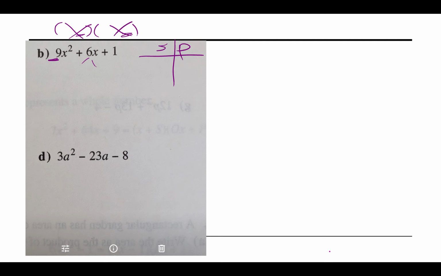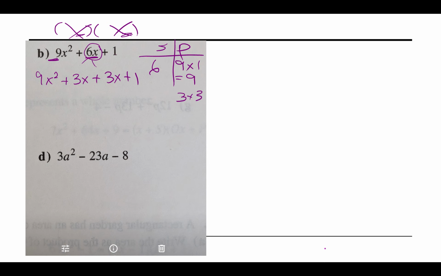So you want to still add to your middle term, so that's not changing, but now for the product, you want your first term, so 9, multiplied by your last term, so 1. So now we're thinking two numbers that will add to 6 and multiply to 9. And of course, that would be 3 and 3. So that's how we're breaking up that 6x. So we have 9x squared plus 3x plus 3x plus 1. Now in this case, we haven't changed anything because 6x is 3x plus 3x.